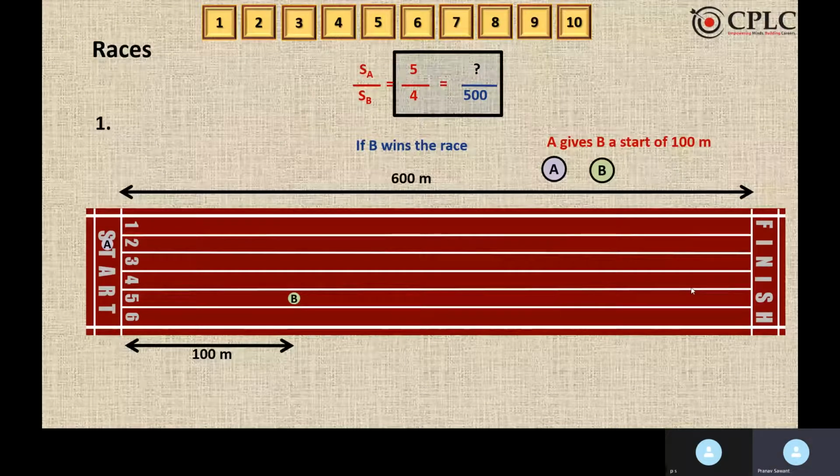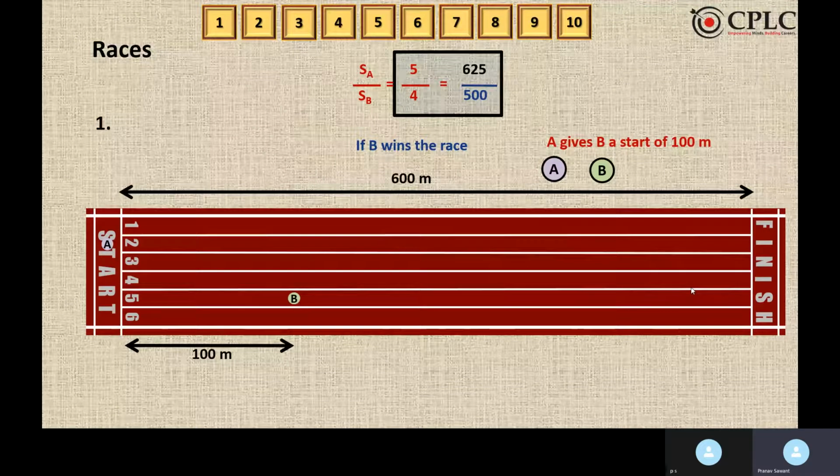So if 4 parts is equal to 500, 5 parts would be equal to what? So after solving this by cross multiplication, we will get the answer as 625. But the actual racetrack is of 600 meters only. So how can A run for 625 meters? It's not possible. Hence, the case where B wins the race is incorrect.